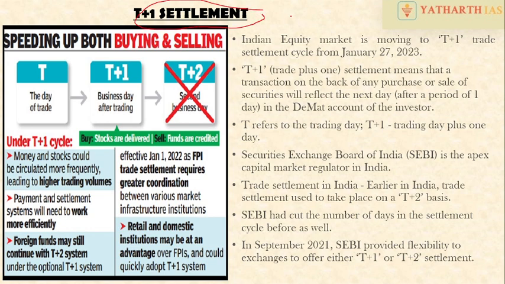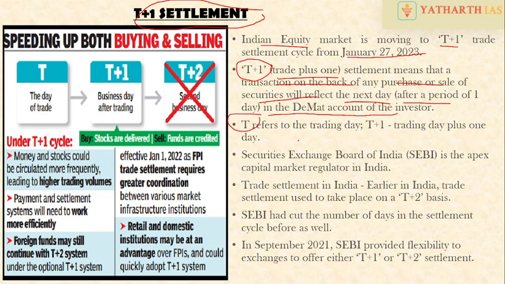The T+1 settlement. The Indian equity market is moving to the T+1 trade settlement cycle from January 27, 2023. Now, what is this T plus 1? Trade plus 1 settlement means that a transaction on any purchase or sale of securities will reflect the next day, that is after a period of 1 day, in the demat account of the investor.